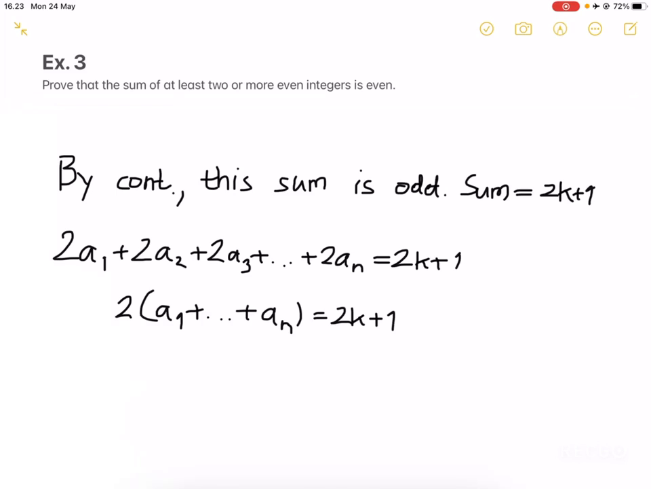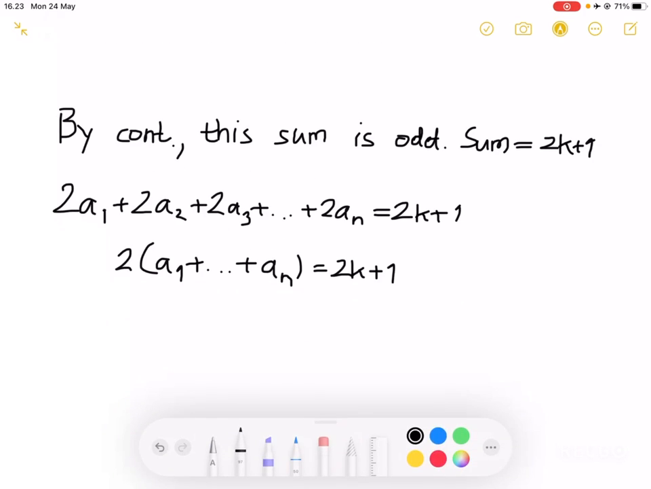And notice we have arrived at a contradiction pretty early, because notice that the left hand side could not be equivalent to the right hand side. Because notice that there's no way for the left hand side to be expressible as 2k plus 1. And another approach is that the left hand side is even, while the right hand side is odd. So therefore, we have arrived at a contradiction.